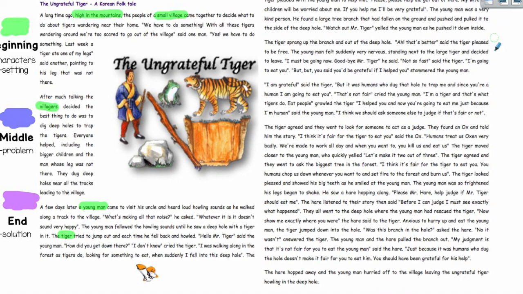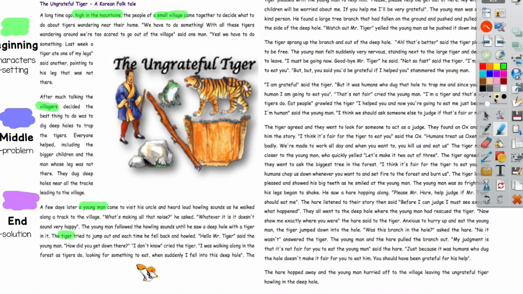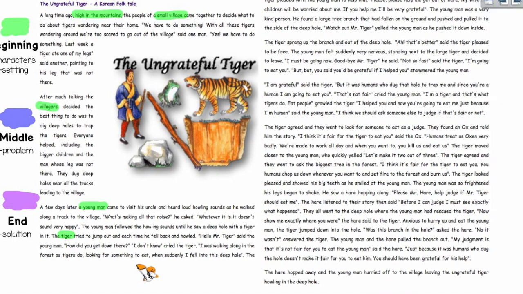Uh-oh. Just from reading this fourth paragraph, I already know what the problem is. What do you think the problem is? You're right. The tiger wants to eat the man, even though he just saved his life. So we need to highlight that sentence in blue because that is the problem, and that lets me know that I'm in the middle of my story. So in this paragraph, I'm going to highlight the sentence, "Not so fast," said the tiger. "I'm going to eat you." Because that's telling me what the problem is. Let's see if this problem continues or if they find the solution and we move to the end of our story.